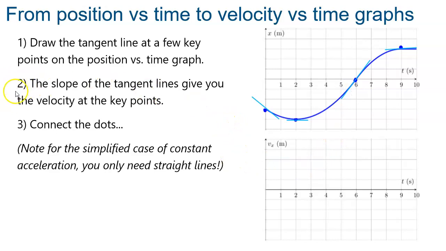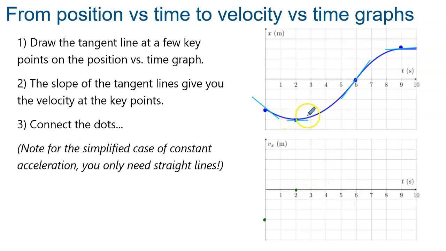So the second step is to look at each of these and then just see how it would look in the velocity versus time graph. For this one, we see that the slope of the tangent line at t is equal to 0 is negative. So we know that the velocity will have to start somewhere on the negative side. I don't know where exactly, but somewhere in here. Then at t is equal to 2 seconds, the slope of the tangent line is 0 because the tangent line is flat, is horizontal. So we know this will have to be 0.